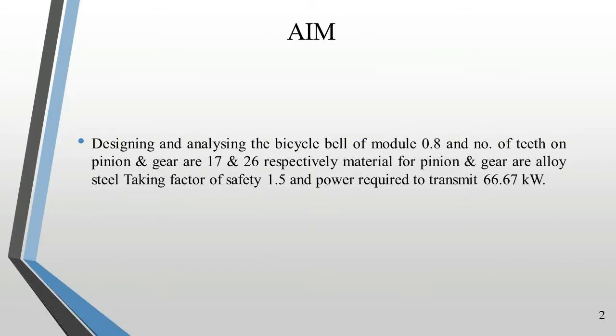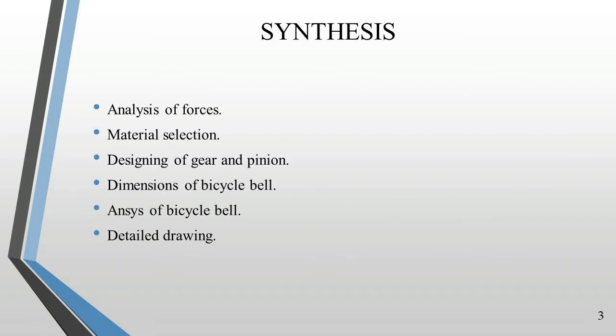Aim. The aim of the project is designing and analyzing the bicycle bell of module 0.8 and number of teeth on pinion and gear selected are 17 and 26 respectively. The material selected for pinion and gear is alloy steel and the factor of safety taken is 1.5 and the power required to transmit is 66.67 kilowatts. The next slide is of synthesis.